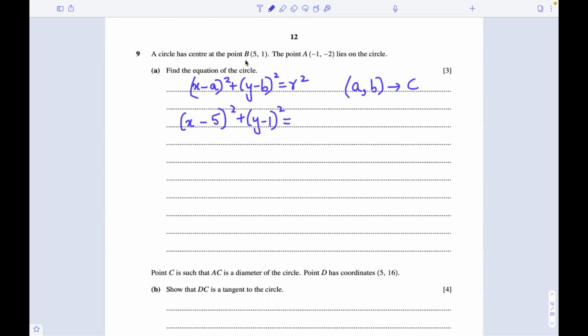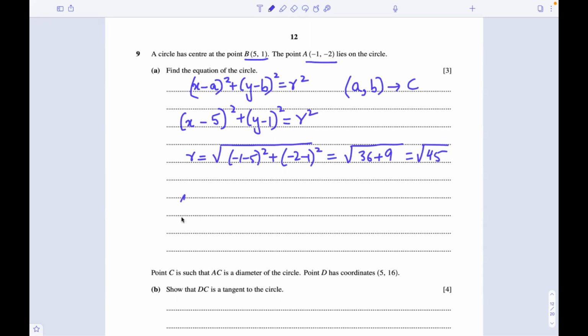Now what we need to understand is that this is the center and this is a point that lies on the circle. So the distance between these 2 points will be the radius. So we can find the radius by using the distance formula. So r would become the square root of x2 minus x1 whole squared plus y2 minus y1 whole squared. So this would become minus 1 minus 5 whole squared plus minus 2 minus 1 whole squared. We get 36 plus 9, which is square root of 45.